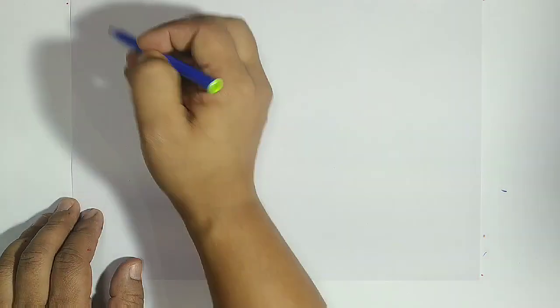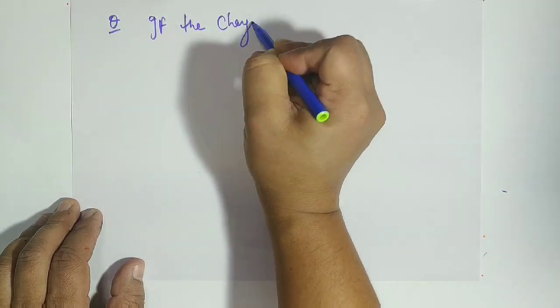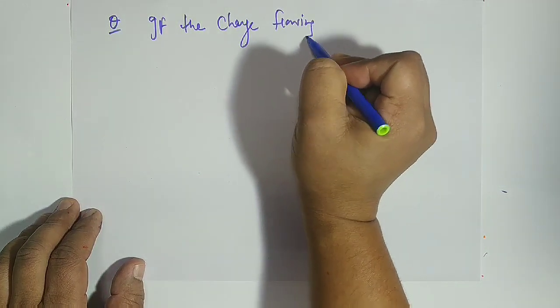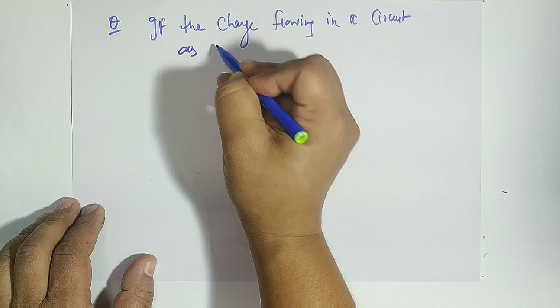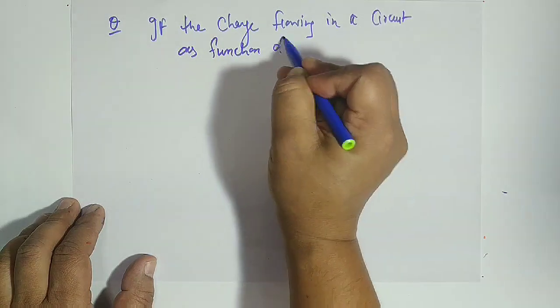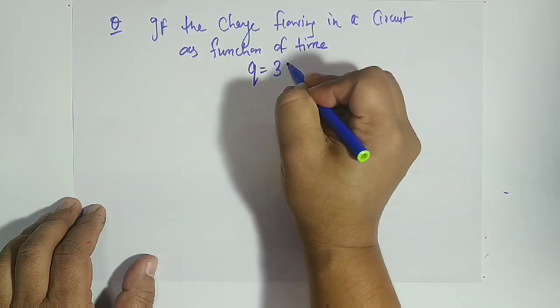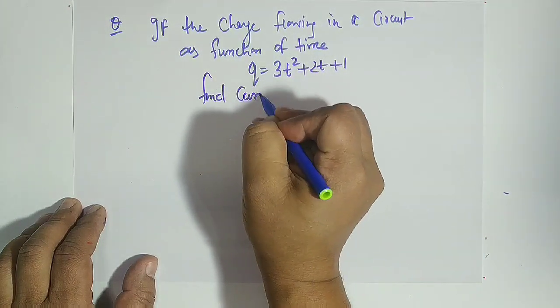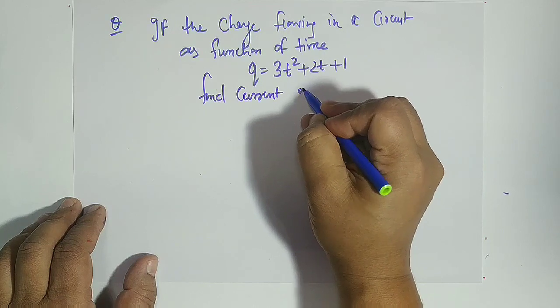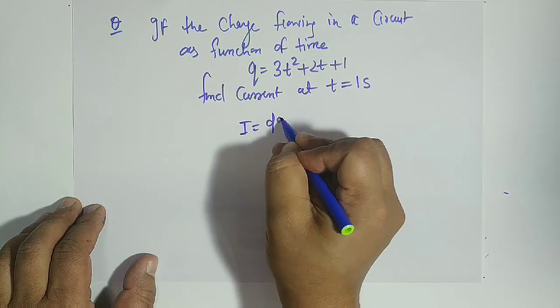Say for example, when I is dQ by dt, the question is given: the charge flowing in a circuit as a function of time is given by Q equals 3t squared plus 2t plus 1. Find the current at t equal to 1 second. Now very simple, I is dQ by dt.